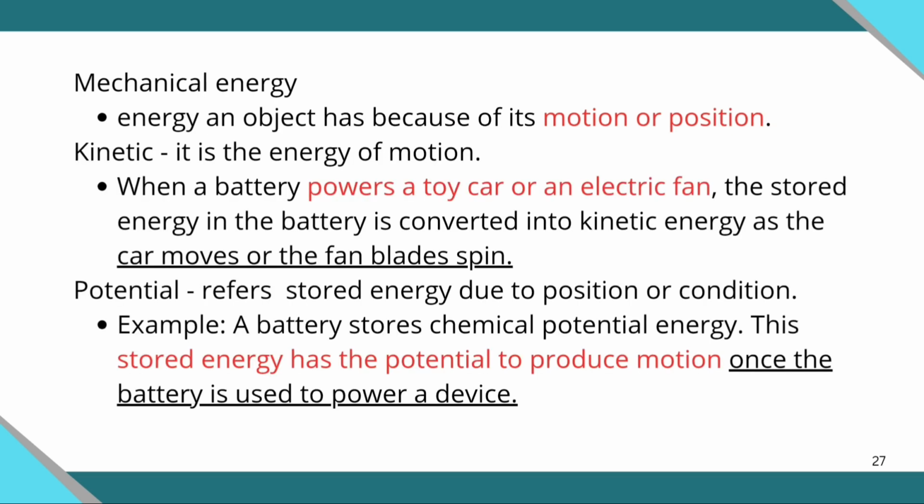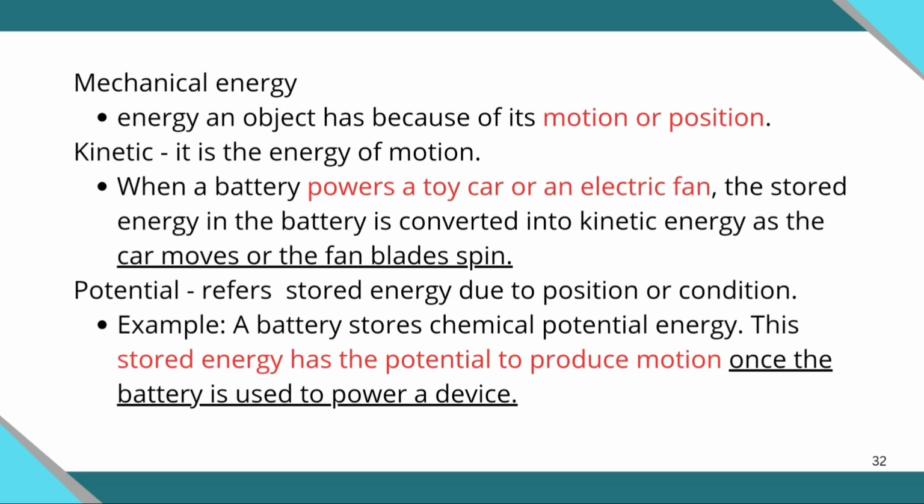The mechanical energy is the energy an object has because of its motion or position. It has two main forms, kinetic energy and potential energy. First is the kinetic. It is the energy of motion. For example, when a battery powers a toy car or an electric fan, the stored energy in the battery is converted into kinetic energy as the car moves or the fan blades spin.